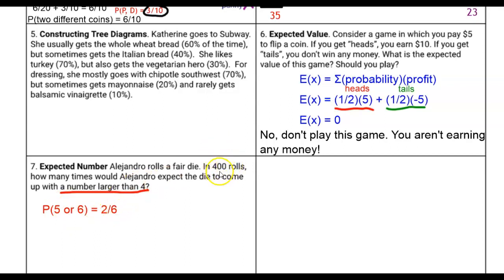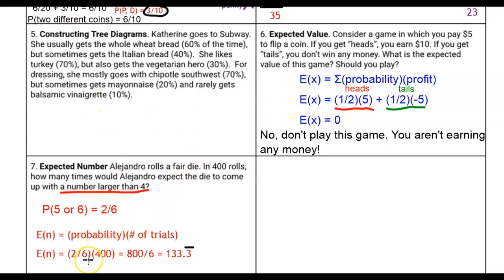So if I'm doing 400 rolls, how many of those rolls should be a number larger than 4? Well, remember, with expected number, we're multiplying the probability times the number of trials. So it should be fairly straightforward to multiply 2 over 6 times 400. It turns out that 2/6 times 400 is equal to 800 over 6. That's the same as saying 133.3 repeating. With expected number, we're really looking for a whole number. So in this case, we're talking about 133 times that we expect Alejandro to come up with a number larger than 4.